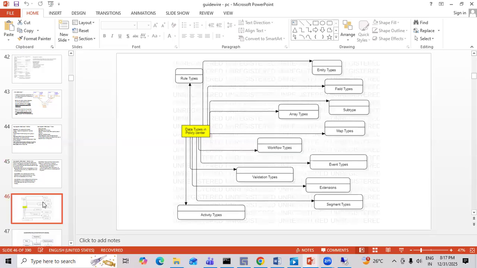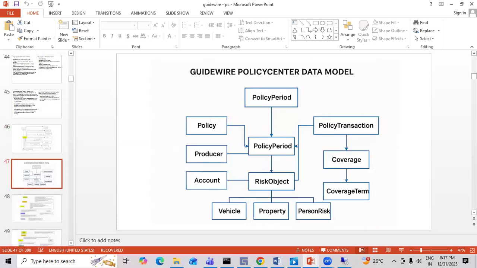Now, when we are talking about data types, whatever I have covered so far is the data model. You can see on the screen the policy period. A policy period can be connected with policy transactions. Policy transactions can be covered with coverage. That coverage will be connected with some coverage term, which can even be covered with the kind of risk object related there. All these things are part of the Guidewire PolicyCenter data model. Understood?